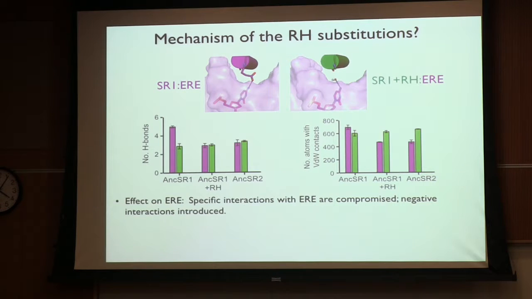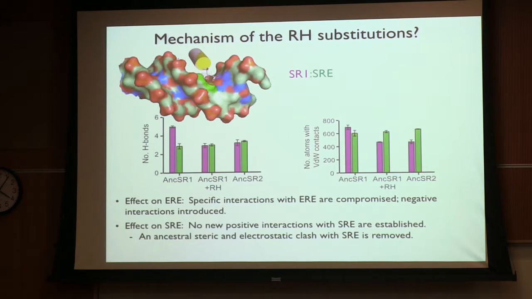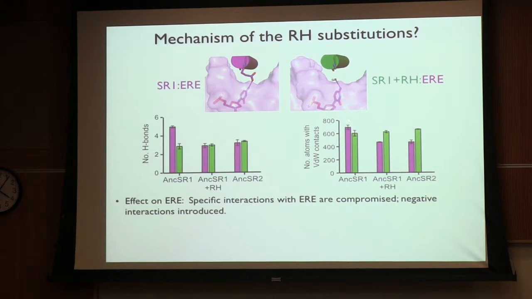Is that negative interactions are also introduced. So in the derived state, actually, let's just do it from right here. This is the best place to show you. The negative interactions in the derived protein are that it leaves hydrogen bond donors on the ERE with unsatisfied hydrogen bonding potential. So you can think of this as a kind of electrostatic clash where solvation is going to be favored over binding. So it's not a steric clash, it's more an electrostatic clash. And that's introduced when you try to put this protein on here.